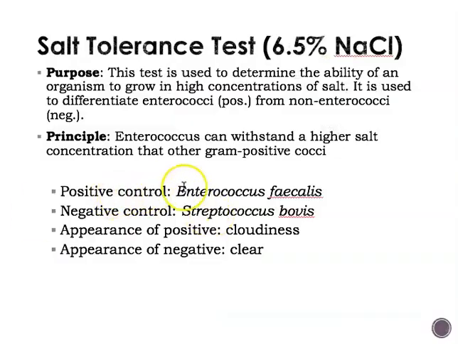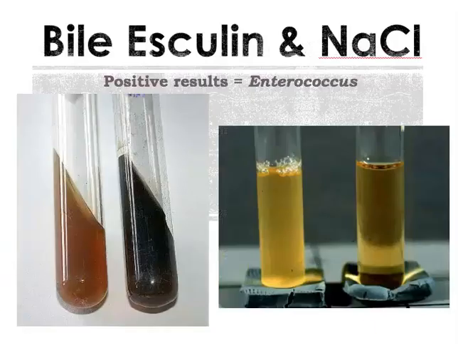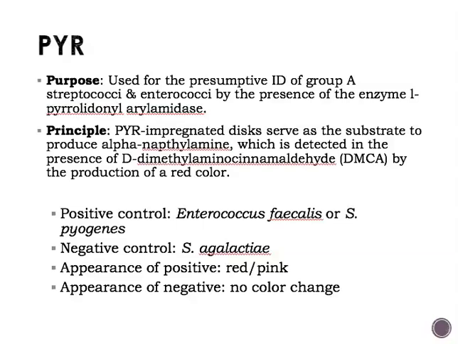Again, positive control is Enterococcus faecalis. Negative control is Strep bovis. Positive is cloudy, negative is clear. When we're using these tests together, we perform them together and use them to differentiate Enterococcus from group B strep. Enterococcus is positive for both. If you have an organism that is only positive for the bile-esculin but negative for the sodium chloride, that is a group D or non-Enterococcus strep.